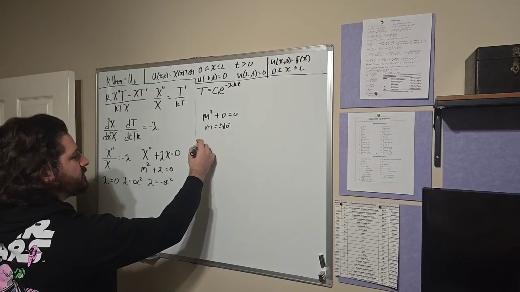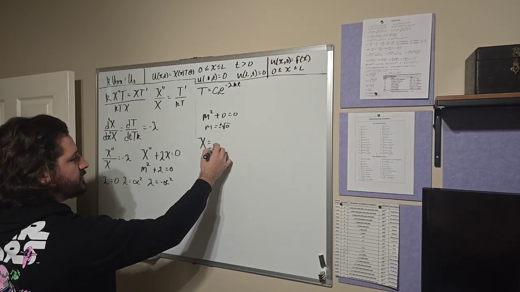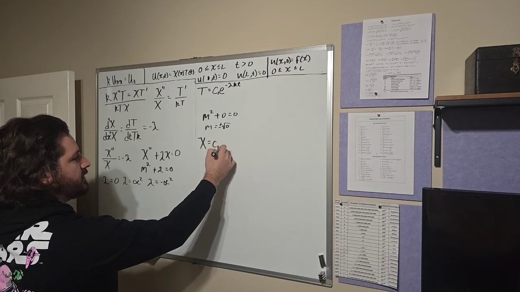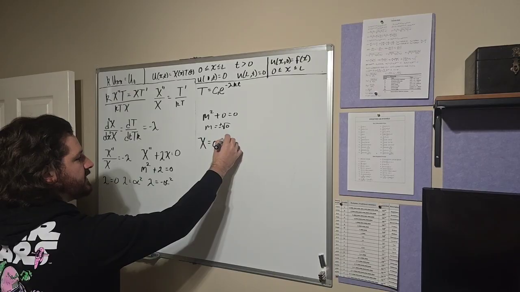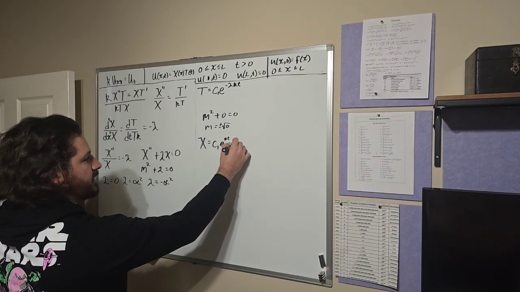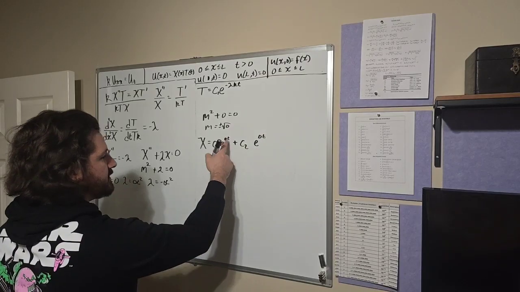And so when we have the case of real repeated roots, we now have that our capital X is going to be equal to C1 e to the thing t, plus C2 of e to the thing t. So the 0 in both cases.